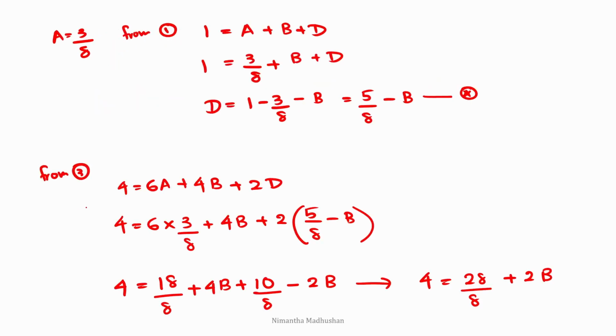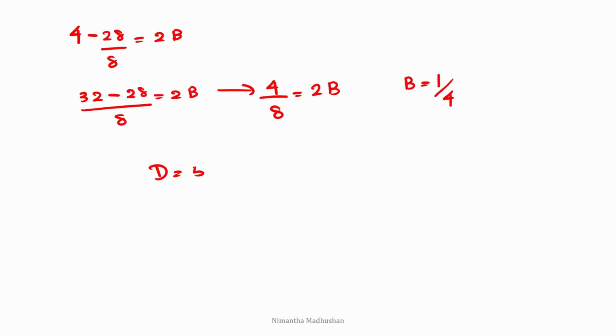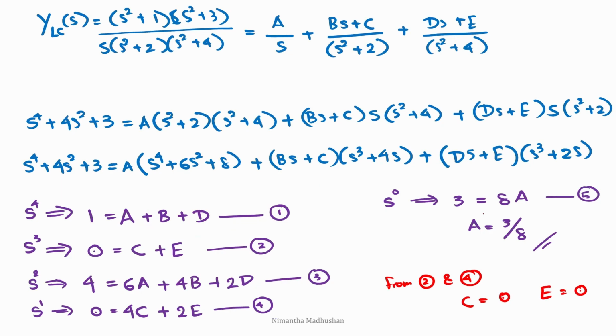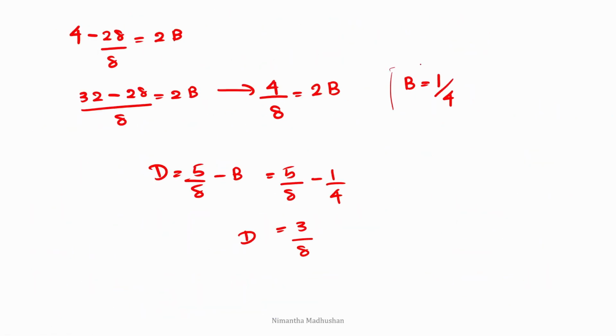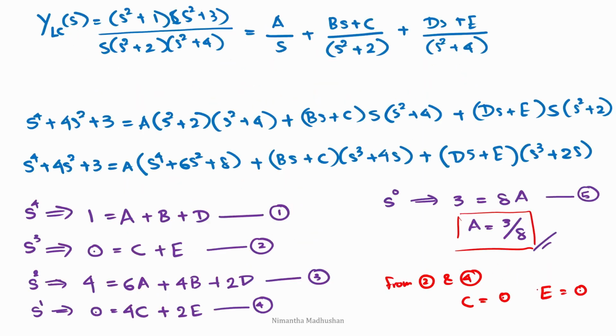Then using this equation, we can derive the value of d. d is equal to 5 over 8 minus b. We can assign the value of b here: 5 over 8 minus 1 over 4. It is equal to 3 over 8. Now these are the values: the value of a is 3 over 8, the value of b is 1 over 4, and the value of d is 3 over 8. And c and e are 0.